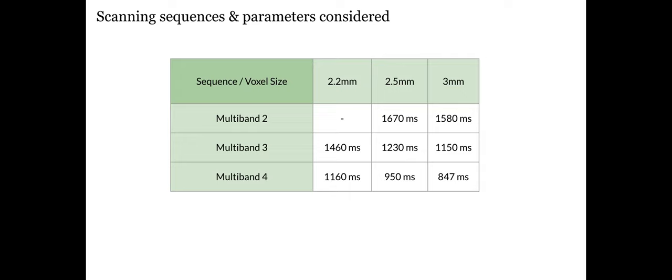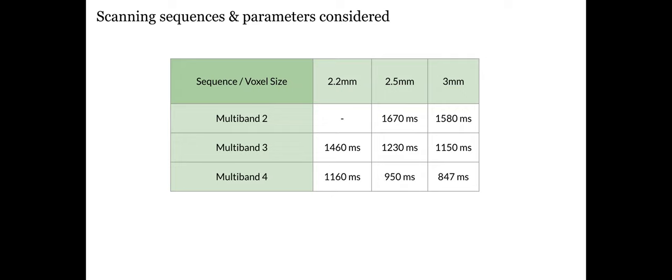The other thing that maybe you haven't considered is that there is a G factor that was not taken into account. So when you accelerate by a factor of four with multiband, the G factor can also give you a cost, right? So while you may gain some SNR as well as temporal resolution, you might lose it because of the G factor. I don't know if that's a huge problem with multiband four, I'm not sure.